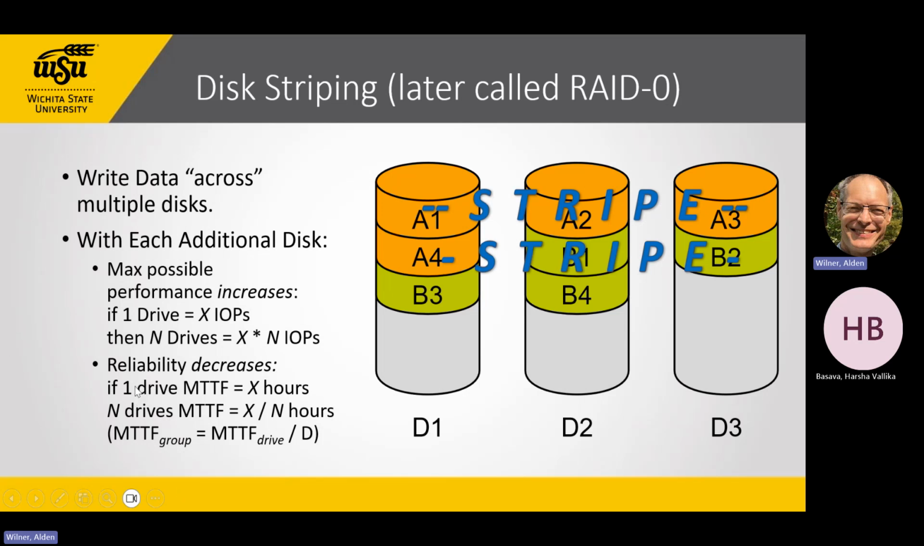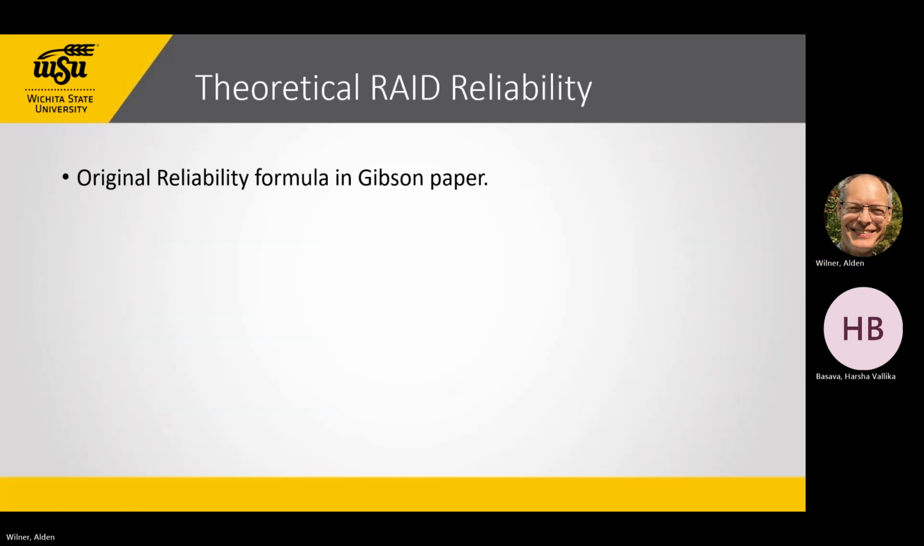So if a single drive's mean time to fail is X hours, with N drives, your mean time to fail is X divided by N. So the more drives you add, the better your performance gets, and the worse your reliability gets. Your mean time to fail of a group is the mean time to fail of a drive divided by D. That's how we're going to report that. Another way to put that, right? So a RAID 0 group, D is the number of drives we have.